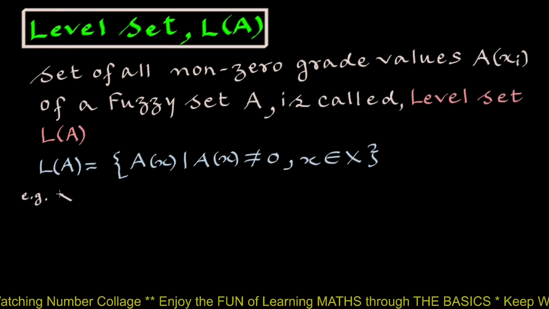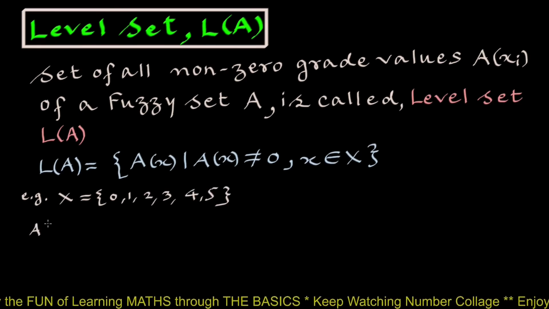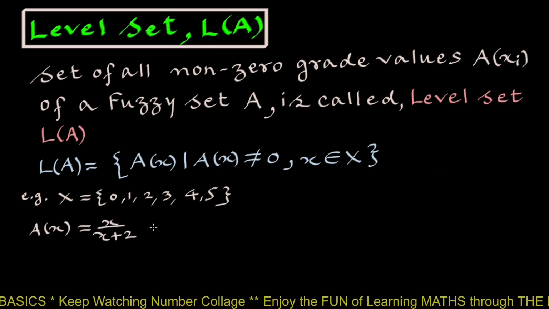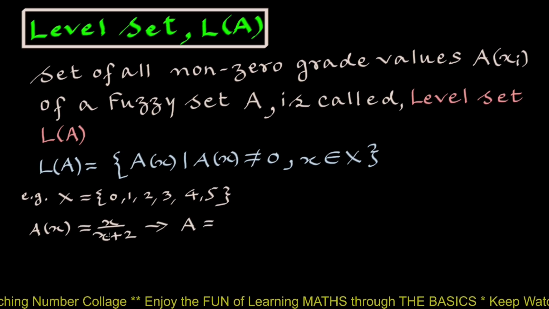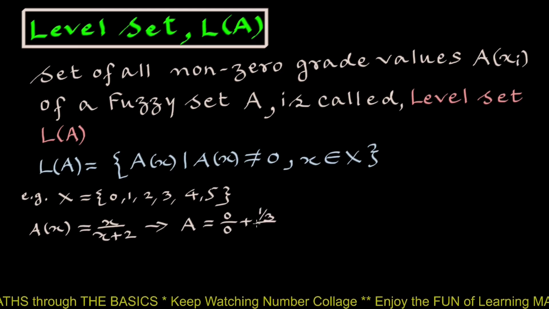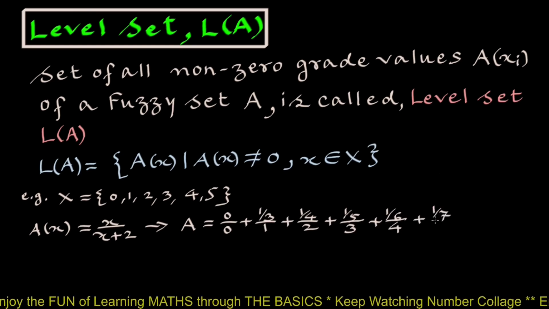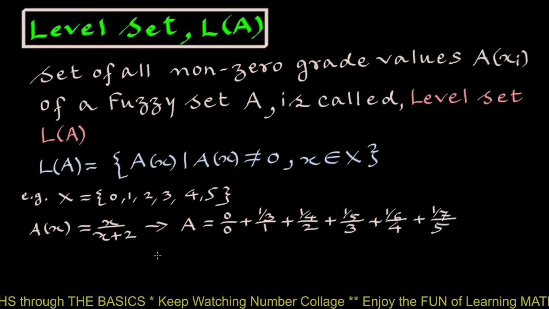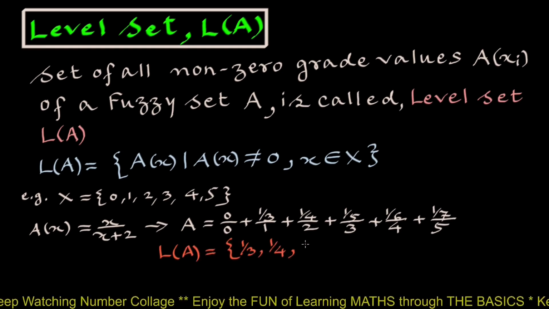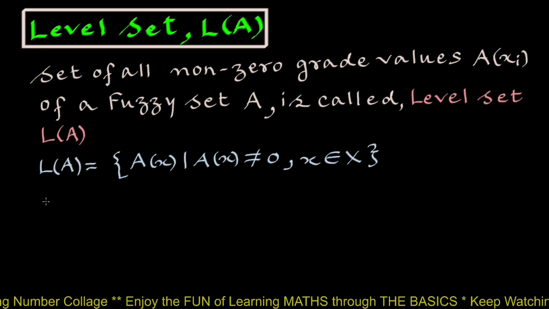Another example, for X equals 0, 1, 2, 3, 4, 5, A of x is defined as x upon x plus 2. Therefore, fuzzy set A will be 0 upon 0 plus 2, 0 upon 0, plus 1 upon 1 plus 2, 1/3 upon 1, plus etc. plus 1 upon 7 upon 5, and level set L of A will be 1 upon 3, 1 upon 4, etc., excluding grade value 0.